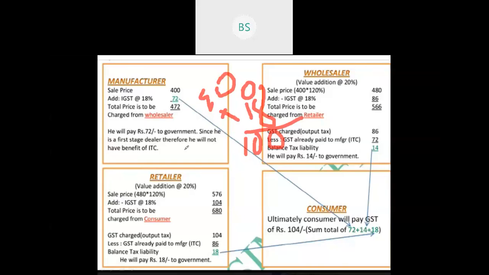So here he doesn't have any benefit of ITC because he's on the first step. There are 4 steps as I have mentioned. He is on the first step, so he will not get any benefit of ITC, because he has already added profit here and he is only giving the GST. Okay, so now we'll come to your wholesaler.